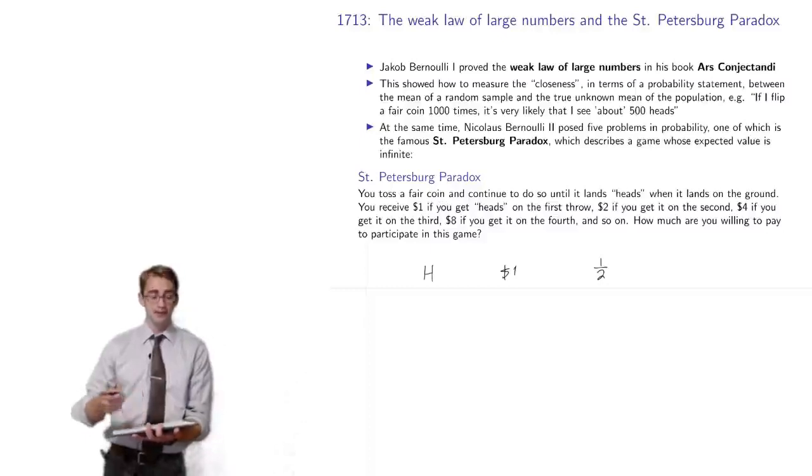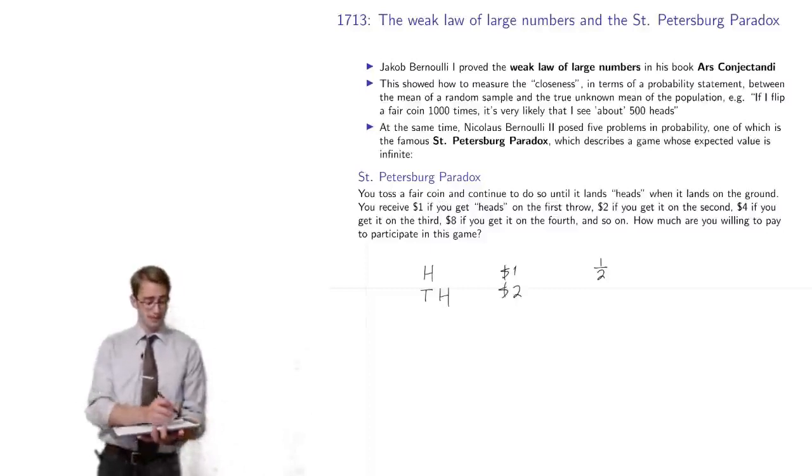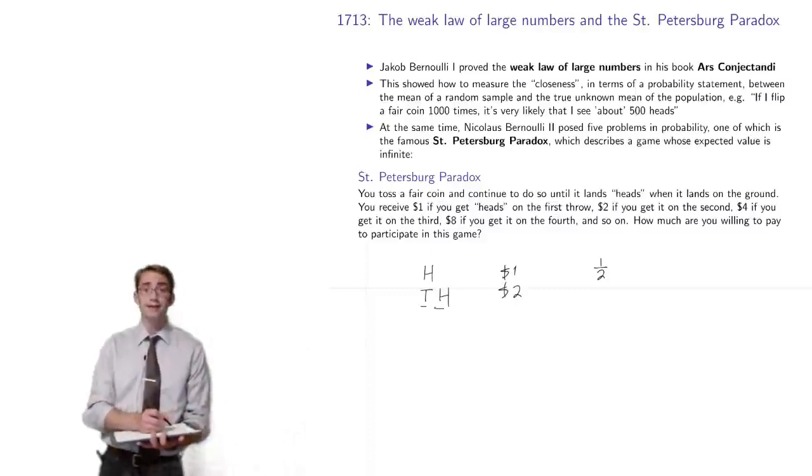What is the probability that I see heads on my second flip for the first time? That means I'd have to get tails on the first flip and then heads on the second. At that point, I would get $2. And what's the probability of that happening? Well, that's just the probability of seeing tails and then heads, which is 1/2 times 1/2, which is 1/4.